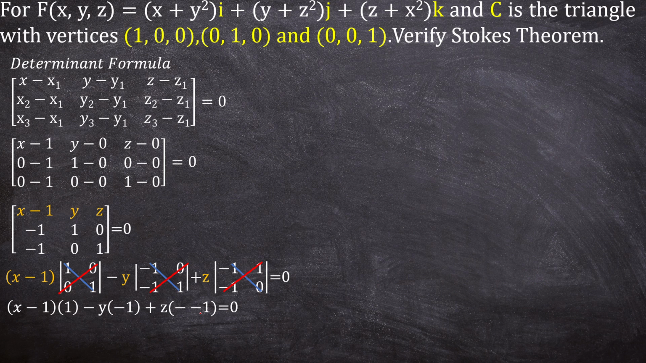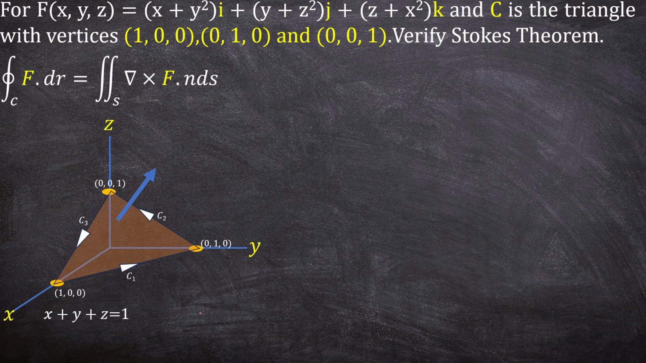Okay, so now it's a matter of simplifying. So we're going to have x minus 1 plus y plus z equals 0. So we're going to move it to the other side. So this one is the equation of the plane. Okay, so now with the equation of the plane, what do we need to do? So it's time to find the curl, right? We're going to find the cross product of the gradient and the vector field. Okay, so let's do that.